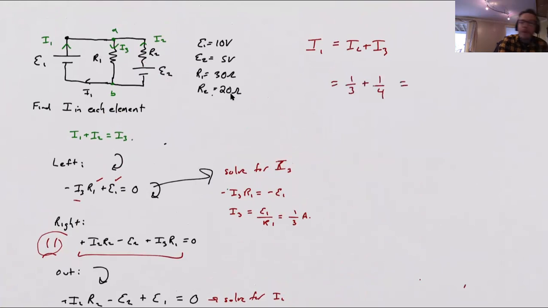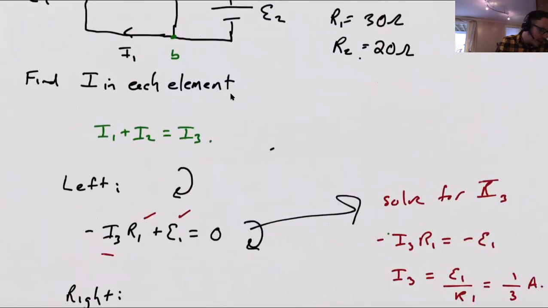Get a common denominator here, okay, which is going to be 12. So this is 4/12 plus 3/12, which is 7/12 in total current, okay? Or I'm sorry, 7/12 as I1 for the current. Now, that was us changing around our initial assumption of the junction. How did we do it originally in green? We said that I1 plus I2 was equal to I3.